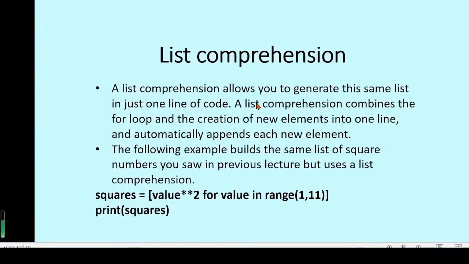A list comprehension allows you to generate this same list in just one line of code. A list comprehension combines the for loop and the creation of new elements into one line, and automatically appends each new element. The following example builds the same list of square numbers you saw previously, but uses a list comprehension. So we write squares is a list, and inside the brackets we write value**2, then a for loop: for value in range(1, 11). Then we can print out this squares list.